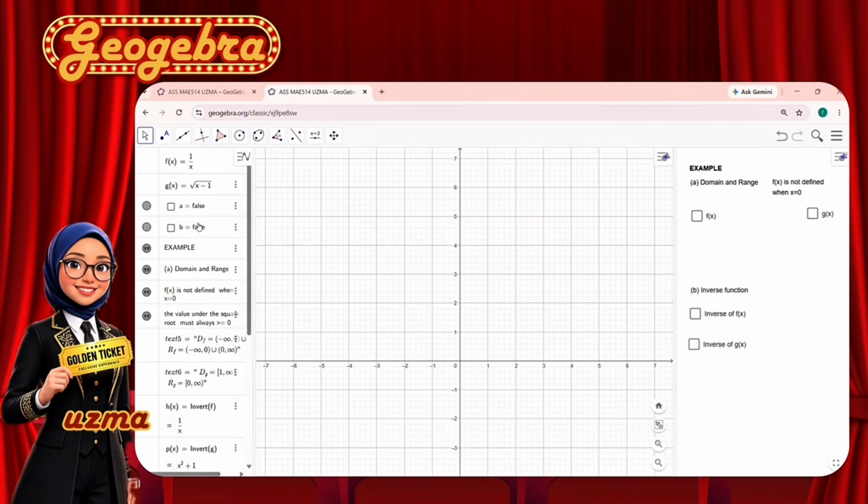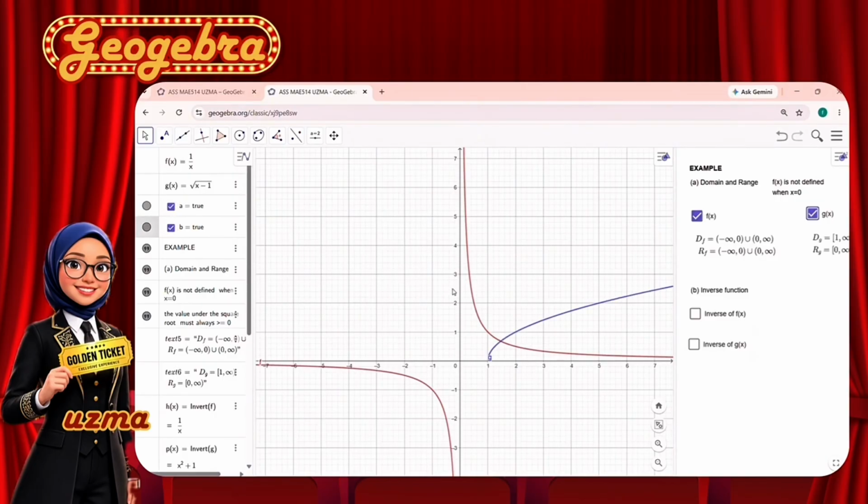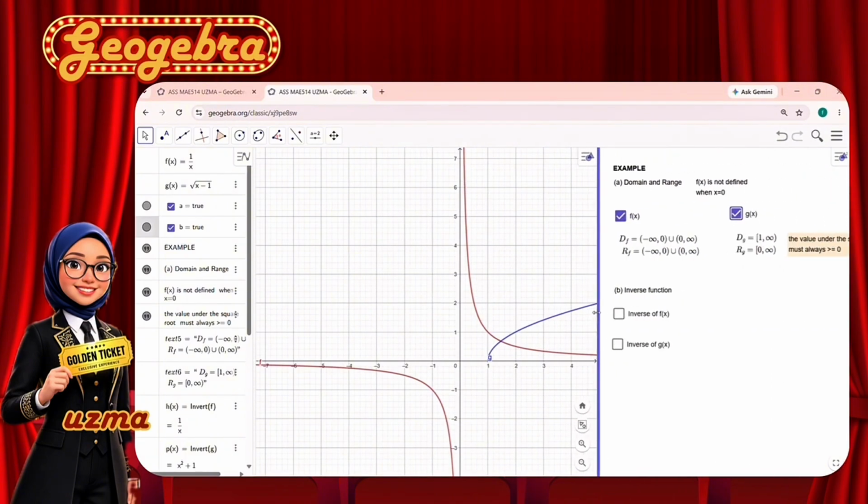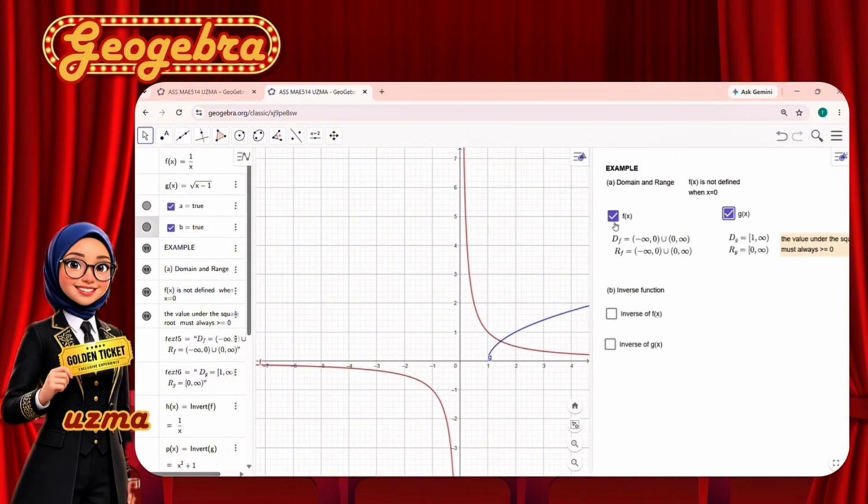So this is the graph for the function f(x). This is the graph of function g(x). Let me uncheck the checkbox first. Okay, the first checkbox is f(x). The domain and range of f(x) is stated over there. As you can see, the domain and range is the union of negative infinity to 0 and 0 to infinity. It cannot equal 0.